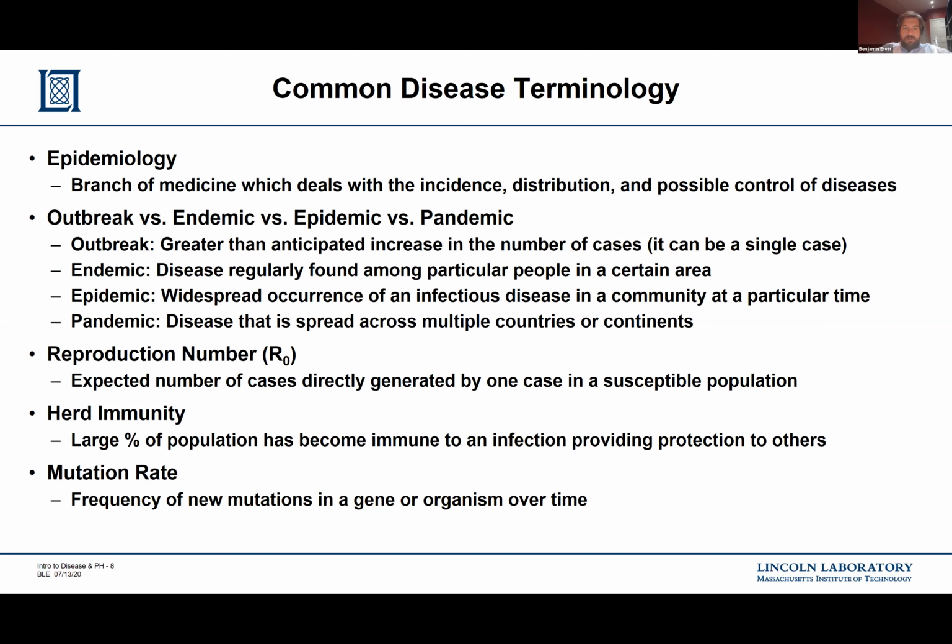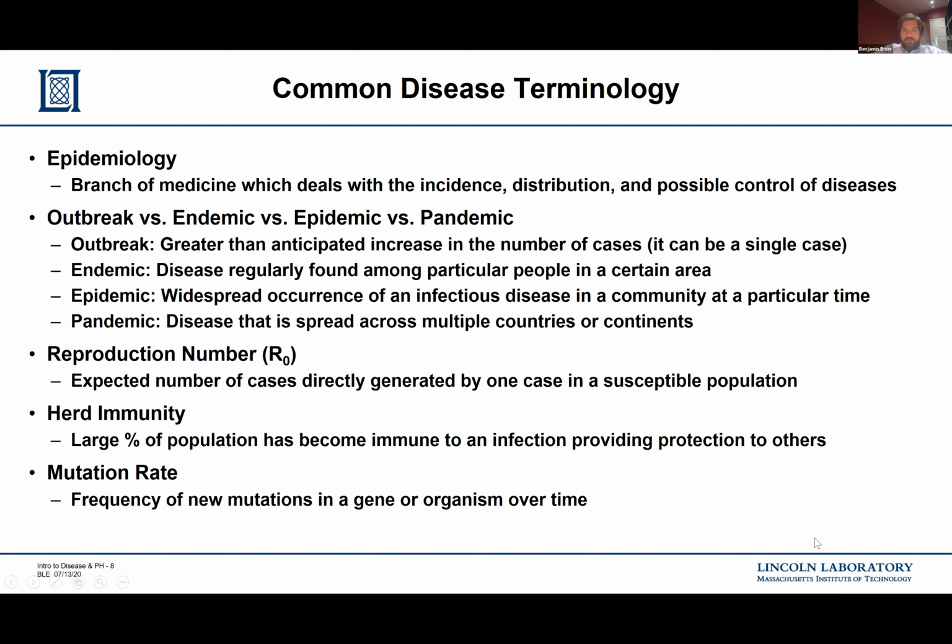Herd immunity is a term that indicates that a large percentage of the population has become immune to an infection, which then provides protection for everyone else. So in this case, you might have 90% of the entire population which is vaccinated against, let's say, measles, and 10% aren't. Those 90% that are vaccinated are providing protection for the 10% that are not vaccinated.